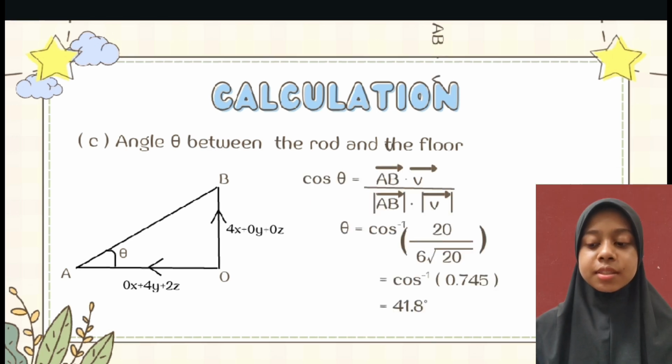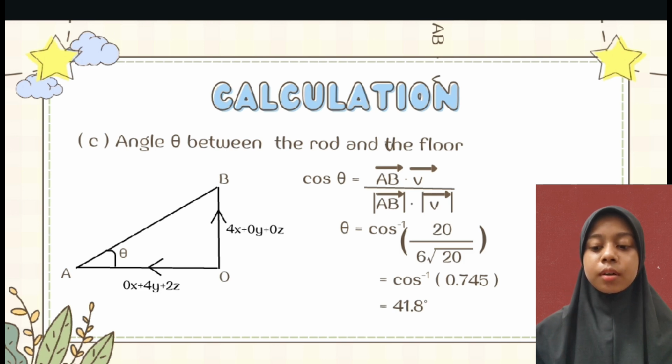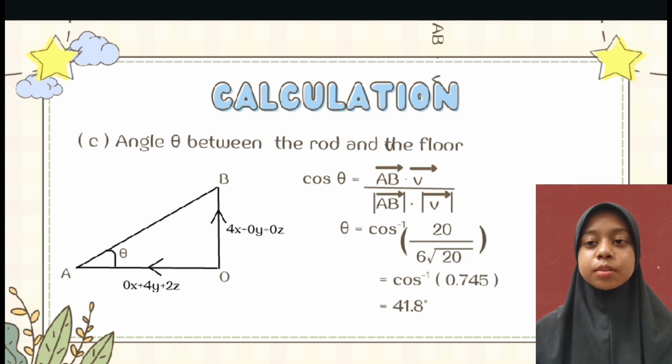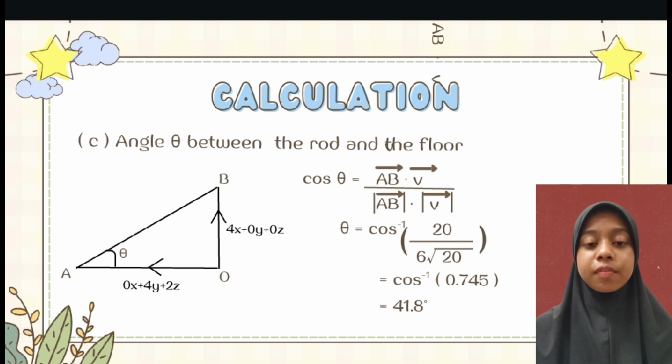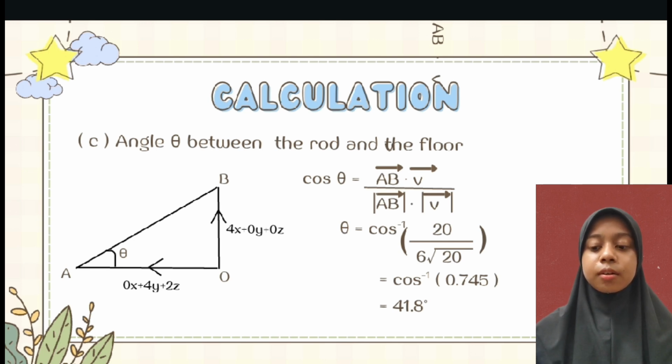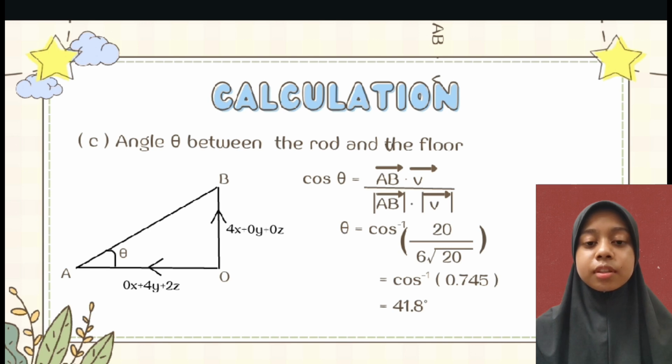The last step is we need to use the formula of cos theta equals AB dot V over the magnitude of AB times the magnitude of V. Just put in the values that we have calculated before. So the angle theta between the rod and the floor is 41.8 degrees.